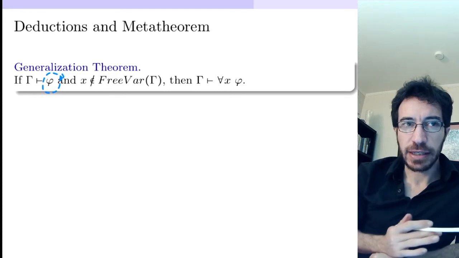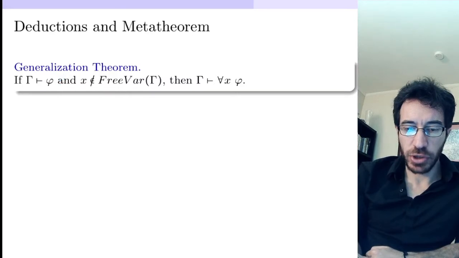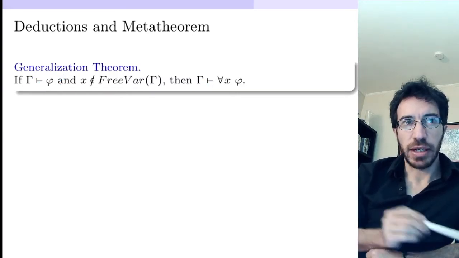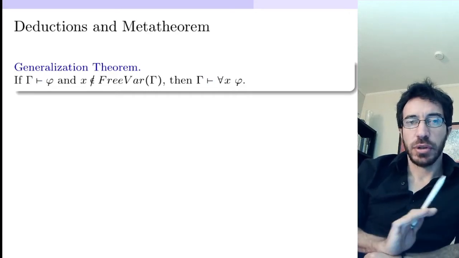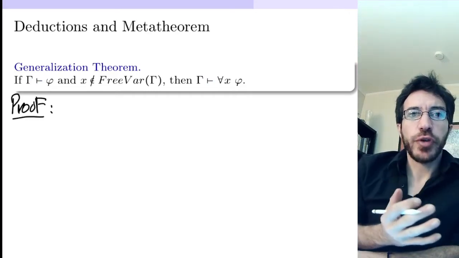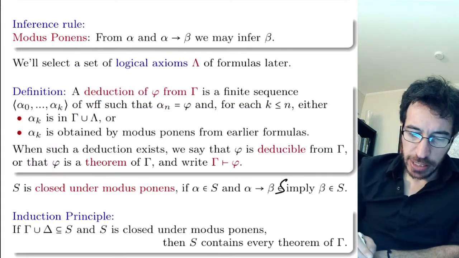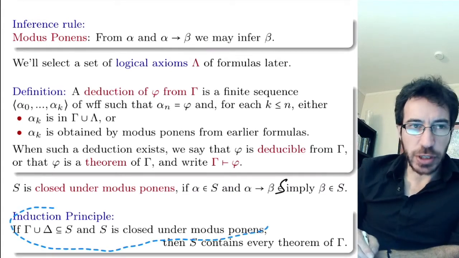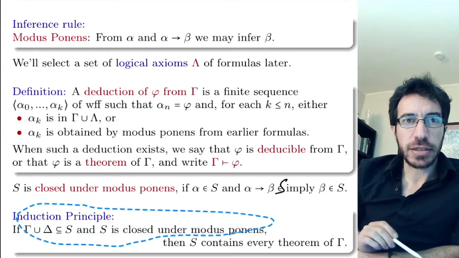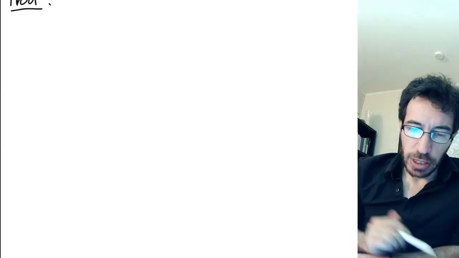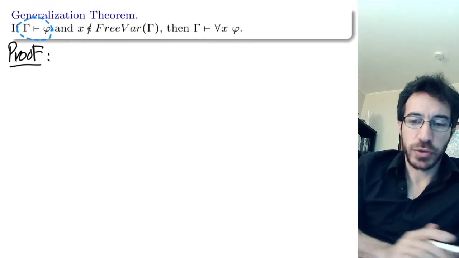The proof is going to be a syntactical proof of why this is the case, because so far for us there is no intuition or meaning to this. It's just purely formal, so to prove this we just need to use the syntax. The proof is by the induction principle. The induction principle said that if you have a set S that is closed under modus ponens and that contains the assumptions and the axioms, then it contains every theorem. So let's prove that this is true for every theorem.